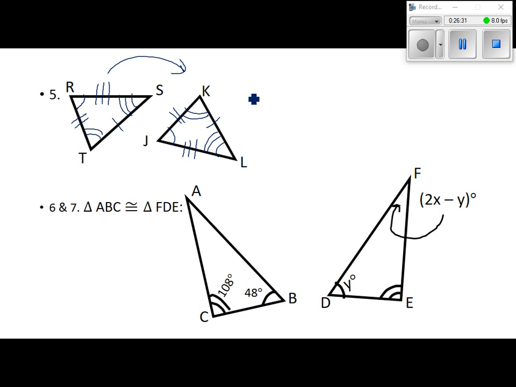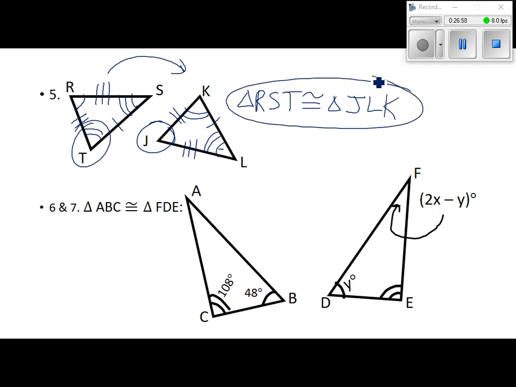It looks like we can name triangle RST. That's our first triangle. Doesn't matter how you name it. The R matches up to the J in the other one. The S matches up to the L in the other one. And the T matches up to the K in the other one. That's our congruency statement.